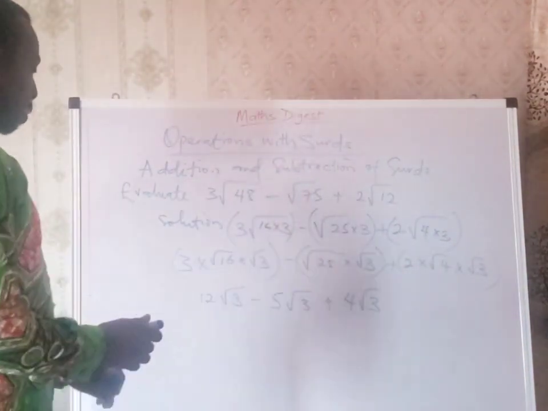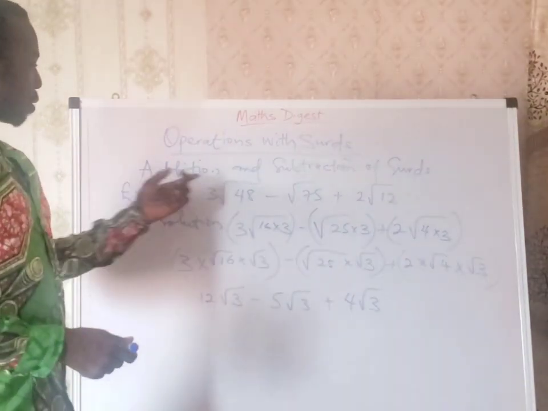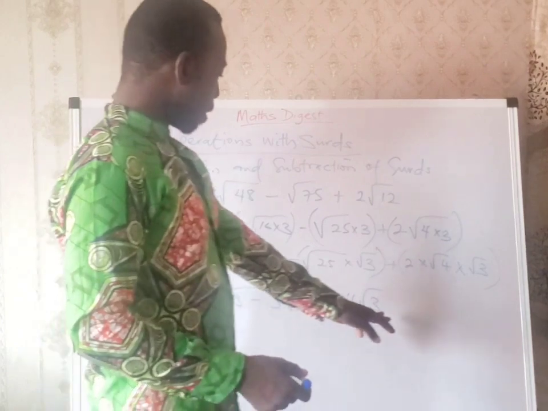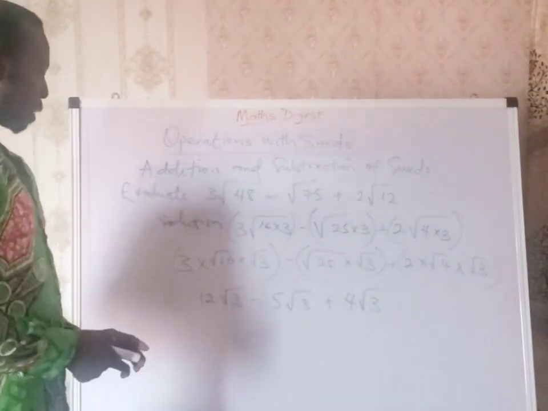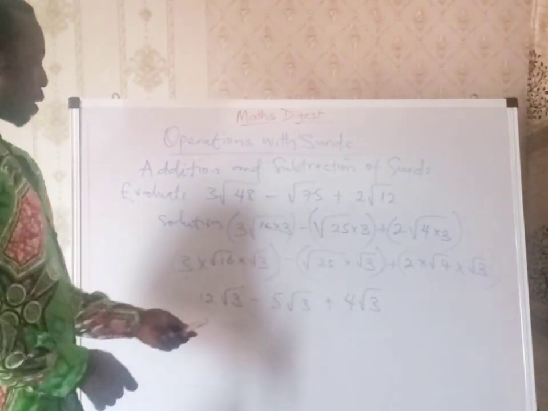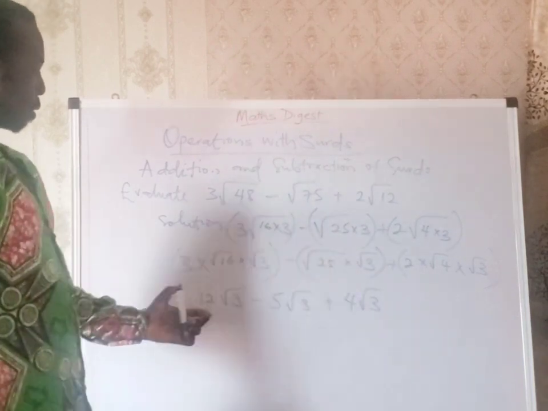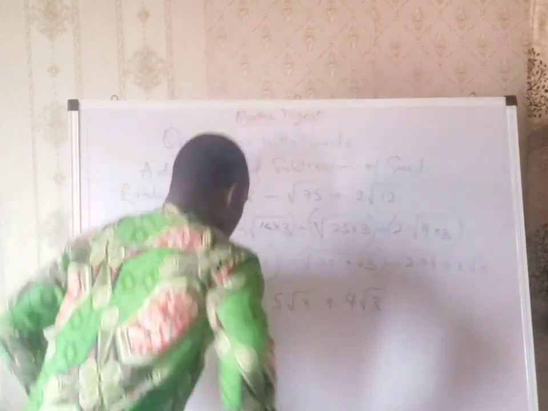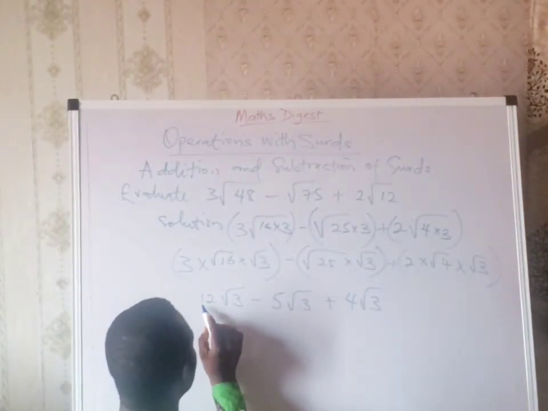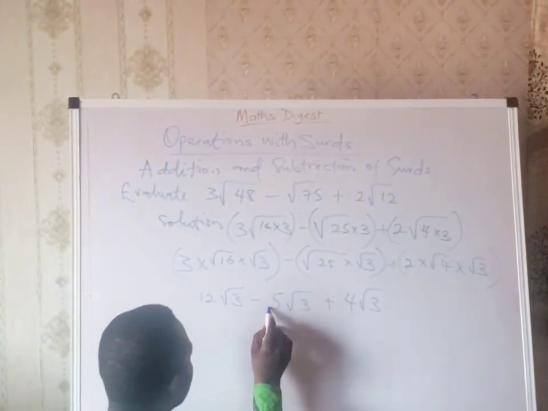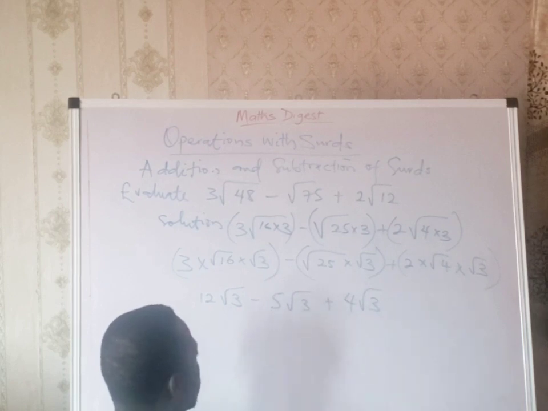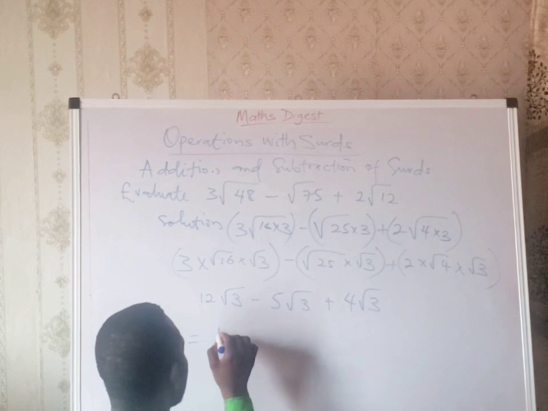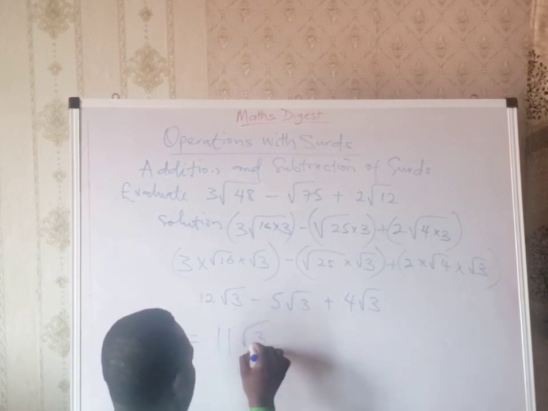Okay. Now from this, you can add and subtract, because looking at their surds, they are similar. Okay. So now you can add it. Whereby they are not similar, there is nothing you can do. Okay. Now from here we say 12 minus 5. Okay, 12 minus 5 will give you 7. 7 plus 4 will be 11. This is equal to 11 root 3.